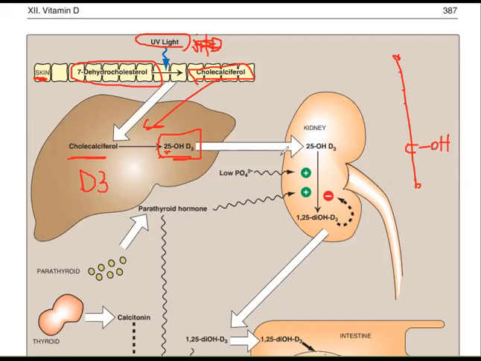Suppose this is the backbone of D3, and this is carbon number 25. At carbon 25 we attach this hydroxyl group; we are doing hydroxylation at this point. This D3 will be converted to 25-hydroxy D3 in the liver. Then from the liver, it will go to the kidney, and in the kidney it will be converted into the active form. This is the active form of vitamin D.